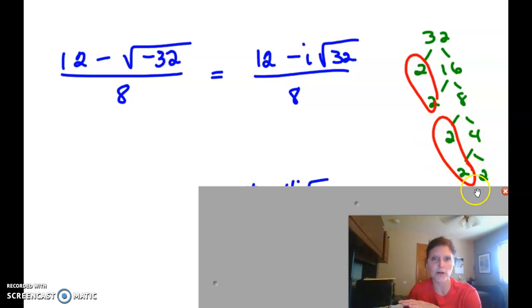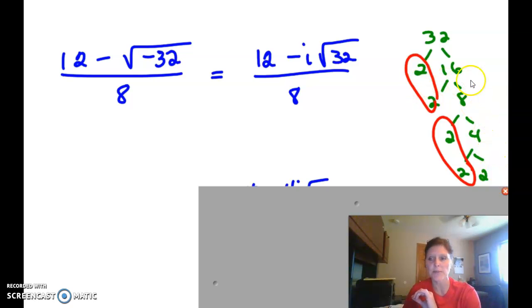Anytime you have a pair of factors, that represents a perfect square term. And here I have another group of 2. So that means I'm going to pull out a 2 and another 2. 2 times 2 is 4. So I'm going to have a 4 on the outside. The only thing that didn't get paired up is that lonely 2 that didn't have a partner. That's going to stay inside.